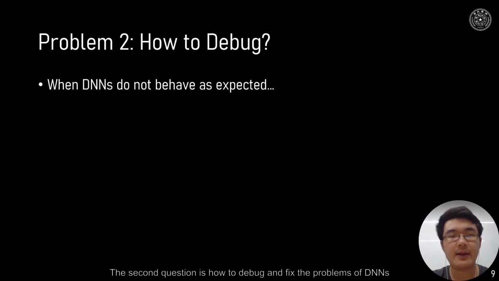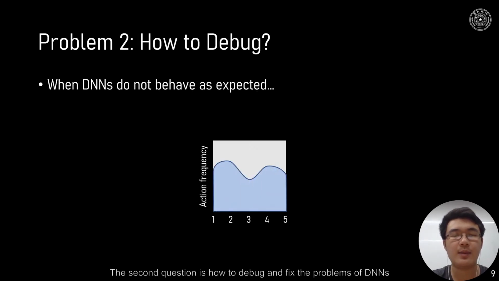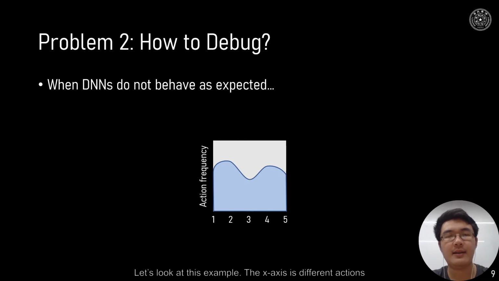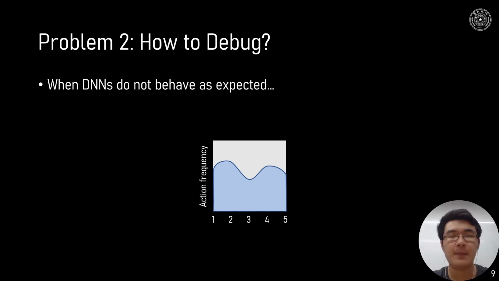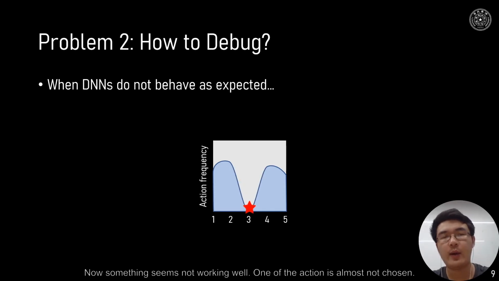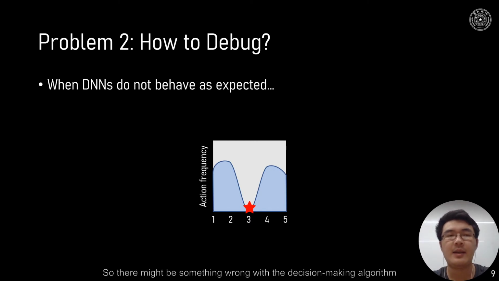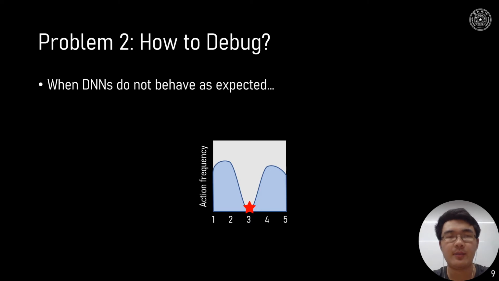The second question is how to debug and fix the problems of DNNs. Let's look at this example. The x-axis is different actions. They can be the scheduling decisions of flows on a switch, and the y-axis is the distribution of different actions made by the DNNs. Now something seems not working well. One of the actions is almost not chosen. So there might be something wrong with the decision-making algorithm.